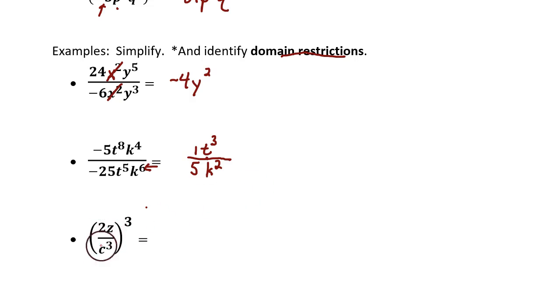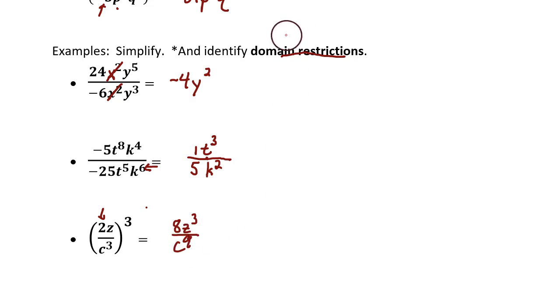Final example, we have a fraction being raised to a power. Let's follow the exponent law. You raise each factor in that fraction to that exponent. Start with the number 2. 2 to the third power. That's 8. Then the letter z. Now in the denominator, what is c to the third raised to the third? That's c to the ninth.